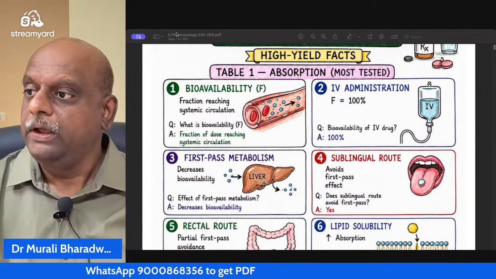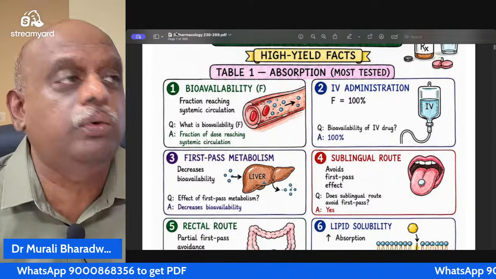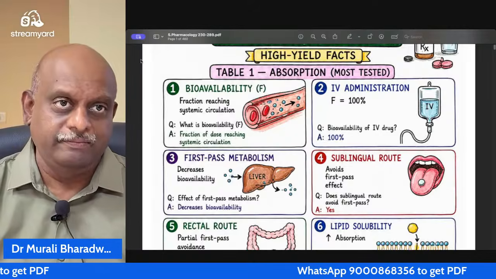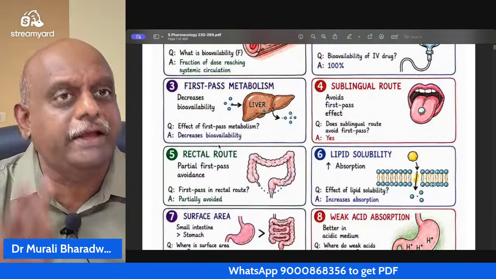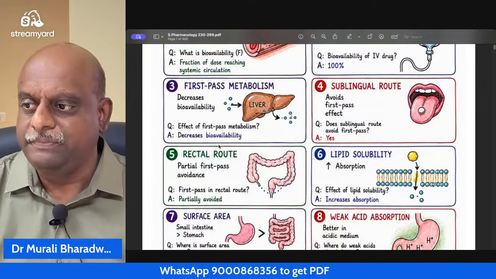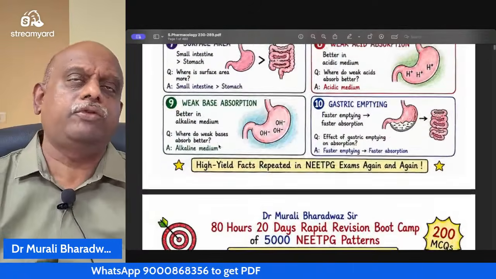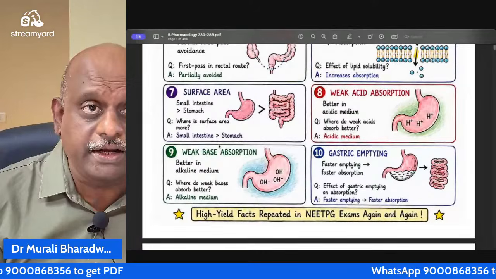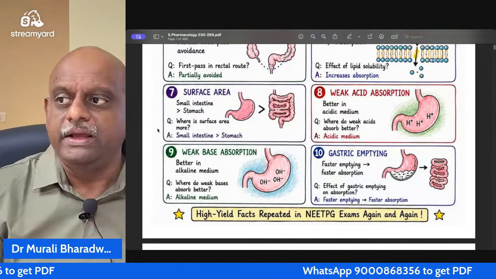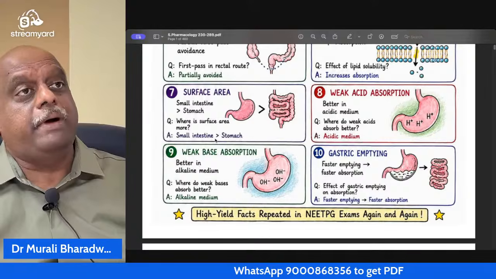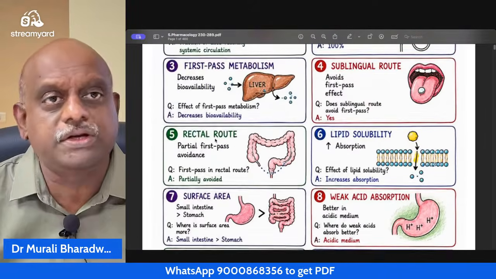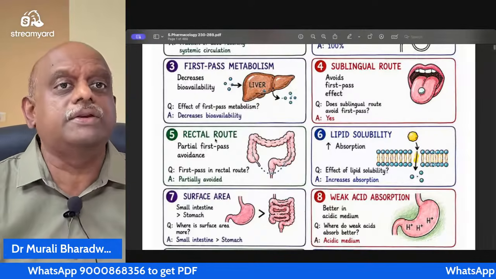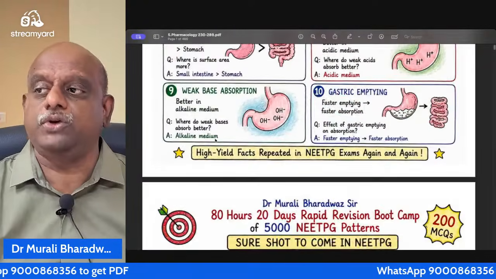Good. Whenever you give an IV drug, there is 100% bioavailability. First pass metabolism in the liver will decrease the bioavailability. And if you look at small intestine versus stomach in the GIT, which has more surface area? Small intestine, obviously. So that is the reason the bioavailability is decided by the route of administration and in which organ the drug is most often absorbed.